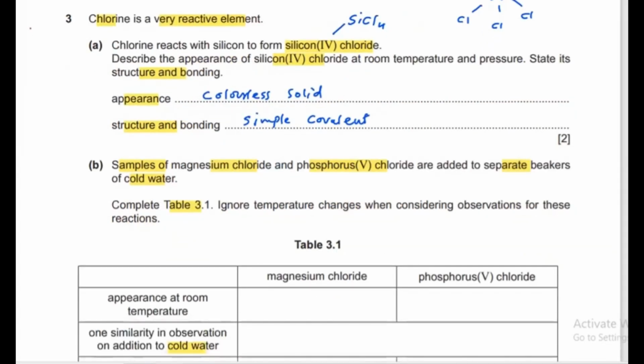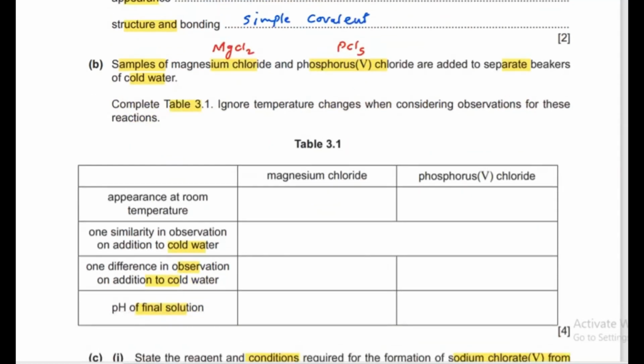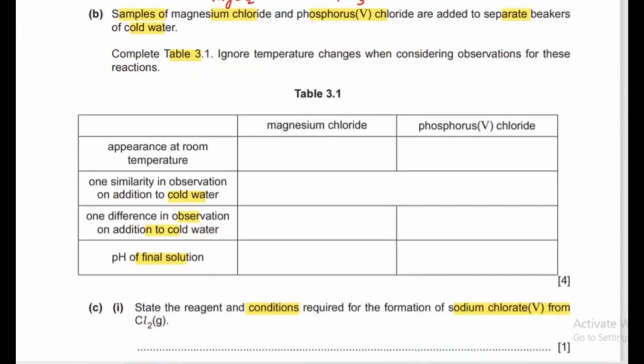Then samples of magnesium chloride and phosphorus 5 chloride. We have two substances, magnesium chloride and phosphorus 5 chloride, added to separate beakers of cold water. Complete table 3.1. Ignore temperature changes when considering observations for the two reactions. So, appearance at room temperature. We're going to write down the appearance of these two substances at room temperature.